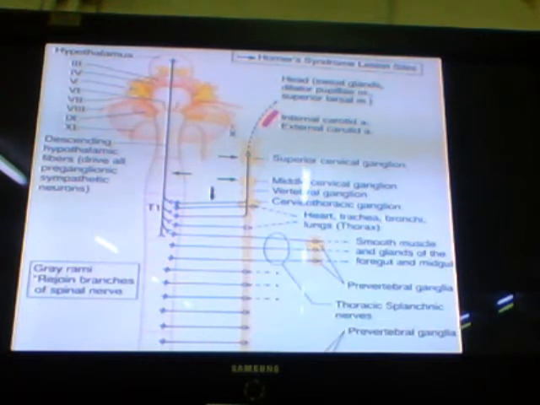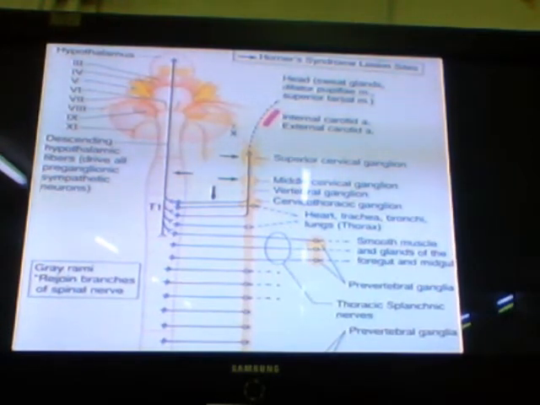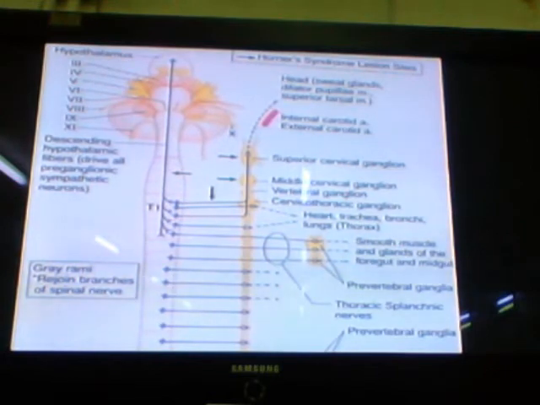Why? Because this spinothalamic tract, if it's coming down on this side, and if it is lesioned, which side of the body is going to be affected? The contralateral side. But which side of the body can have the Horner syndrome? The ipsilateral side. Yes? Alright.